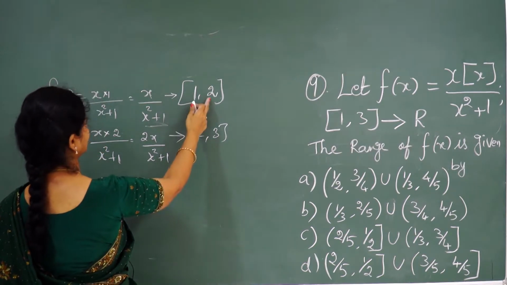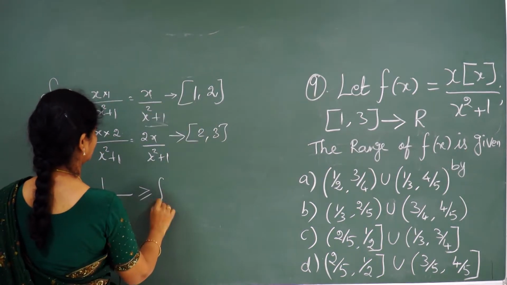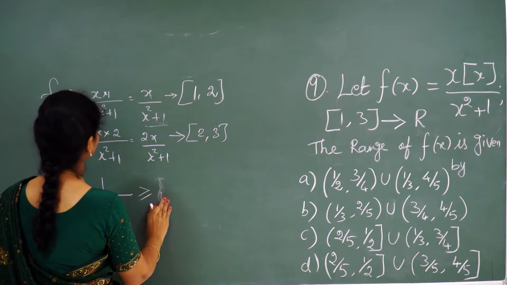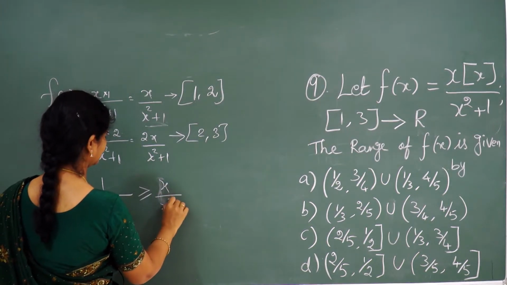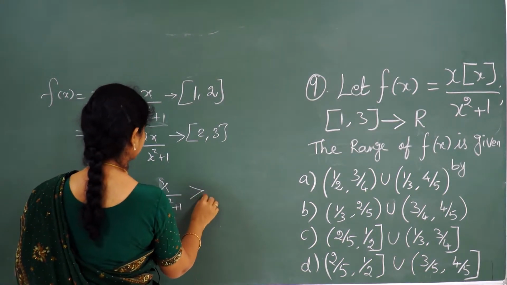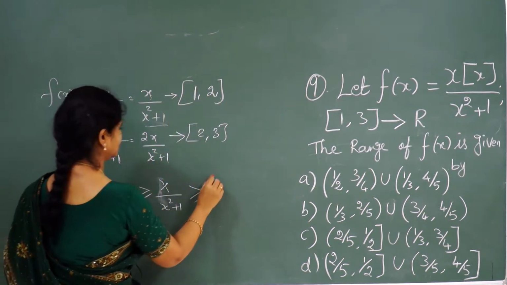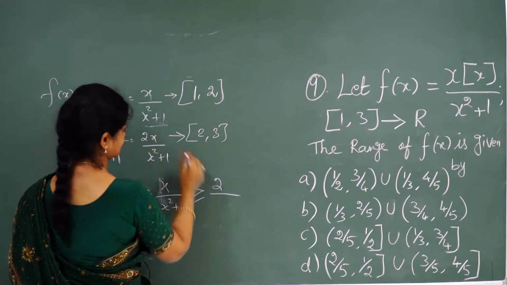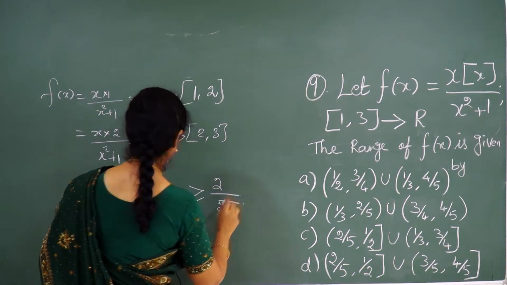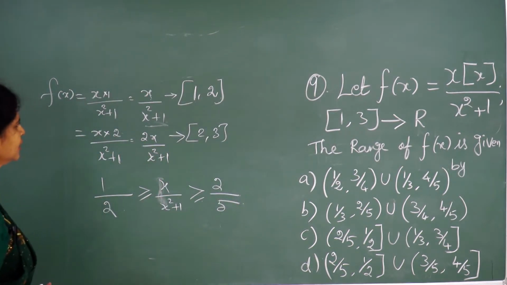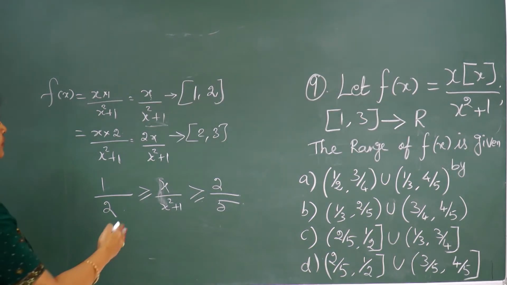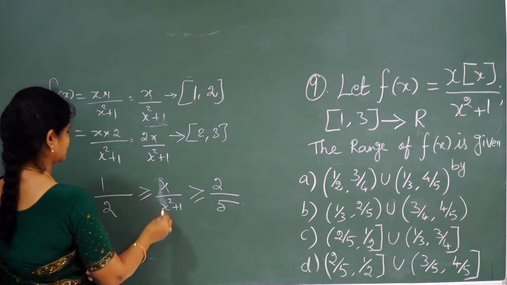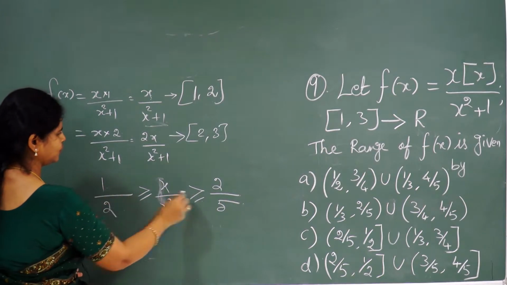Next, when you substitute 2, your f of x is x by x square plus 1, and again it's a decreasing function. Substitute 2: 2 by 4 plus 1, this is 5. So this is the range of the function for the interval 1 to 2. So the range is 1 by 2 to 2 by 5.